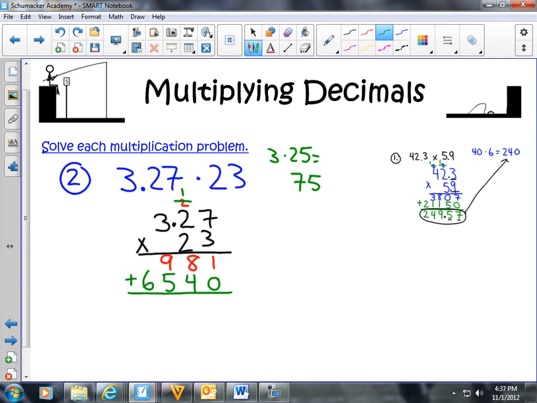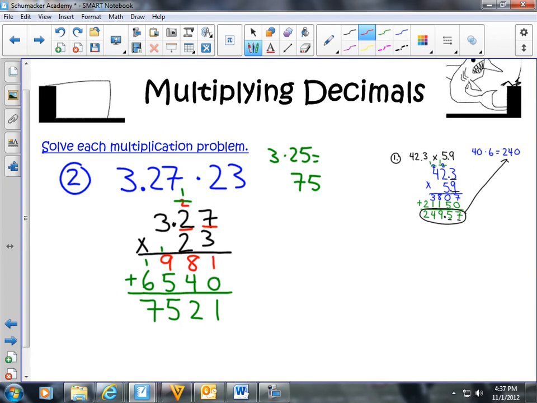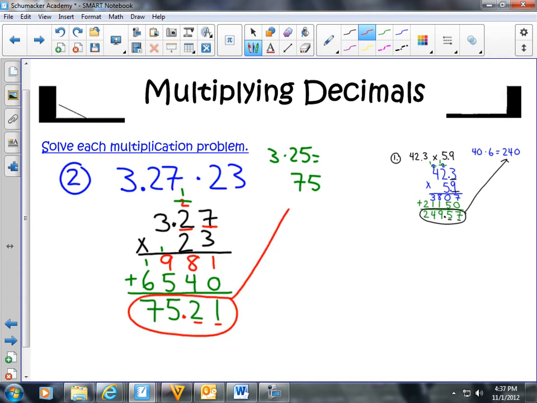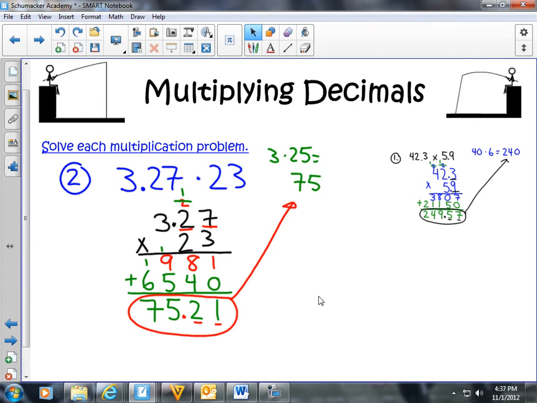Time to add. 1 plus 0 is 1. 8 plus 4 is 12. Carry my 1. 1 plus 9 is 10. Plus the 5 is 15. Carry my 1. 1 plus 6 is 7. I have 2 numbers to the right of the decimal. Therefore, I need to count over 1, 2 numbers here, and I get 75.21. And my answer is very close to my estimate.